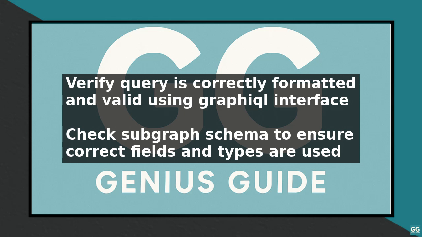If you are still having trouble, try checking the subgraph version to ensure you are using the latest version. You can do this by checking the subgraph repository on GitHub. Another common issue is with the Ethereum node connection. Verify that your Ethereum node is correctly configured and connected to the subgraph.